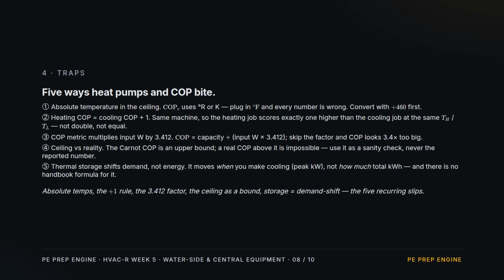5 traps. 1. The reversible ceiling needs absolute temperature, Rankine or Kelvin, never Fahrenheit. 2. Heating COP is exactly the cooling COP plus 1, not double, not equal. 3. The field COP divides by input watts times 3.412. Skip the factor, and it's 3.5 times too big. 4. The Carnot COP is only an upper bound. A real number above it is impossible. 5. Thermal storage shifts when you make cooling, not how much, and there's no formula for it in the handbook.